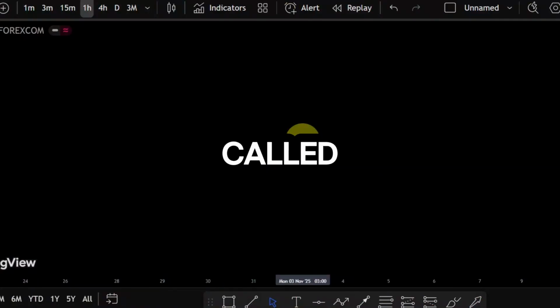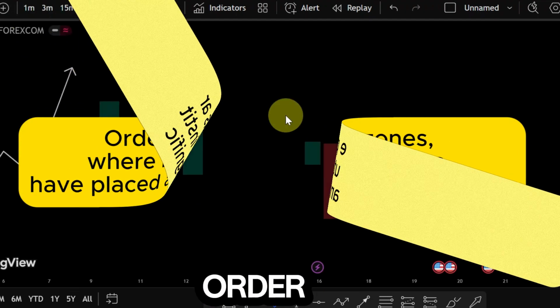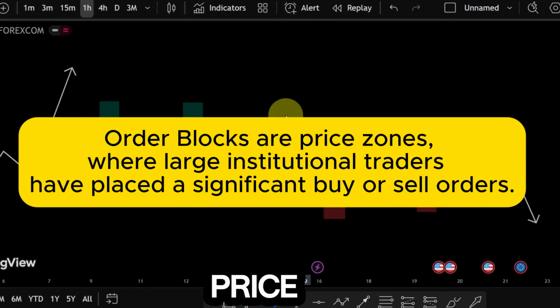This strategy is called order block in order block, and to use this strategy, you need to know how to identify order blocks, break of structure, and change of character. What are order blocks? Order blocks are price zones where large institutional traders have placed a significant buy or sell orders. These zones are viewed as areas of high liquidity that can act as support or resistance.